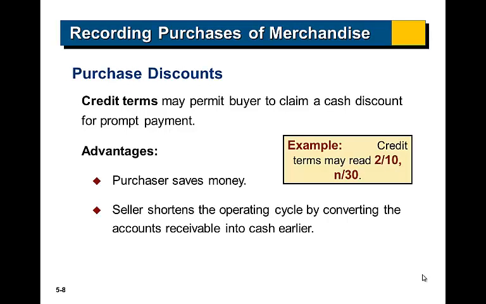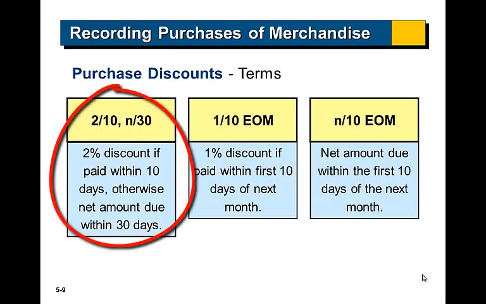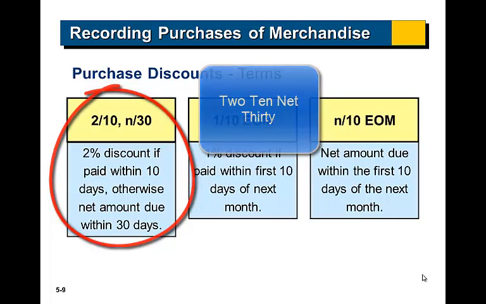Next, let's talk about purchase discounts. Sellers often offer buyers purchase discounts for paying early. If the seller is offering a purchase discount, it is indicated in the credit terms mentioned earlier. The most common example is the first type of discount indicated here. It is read 2/10, net 30.